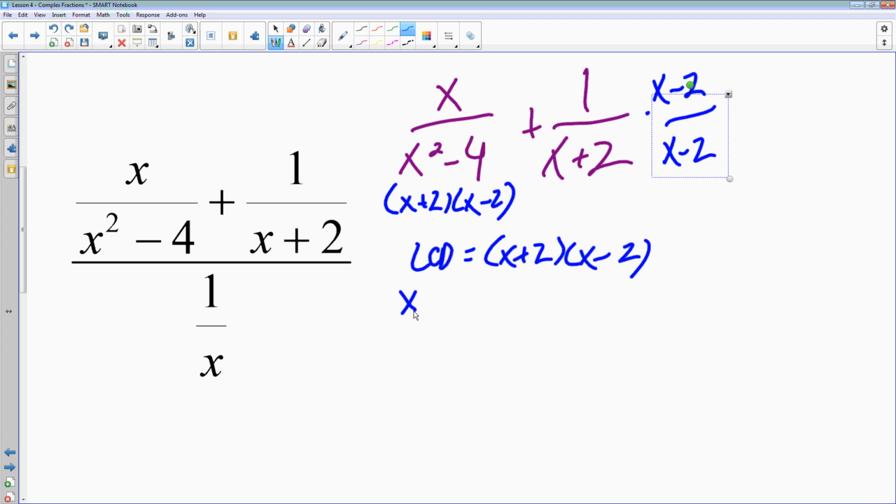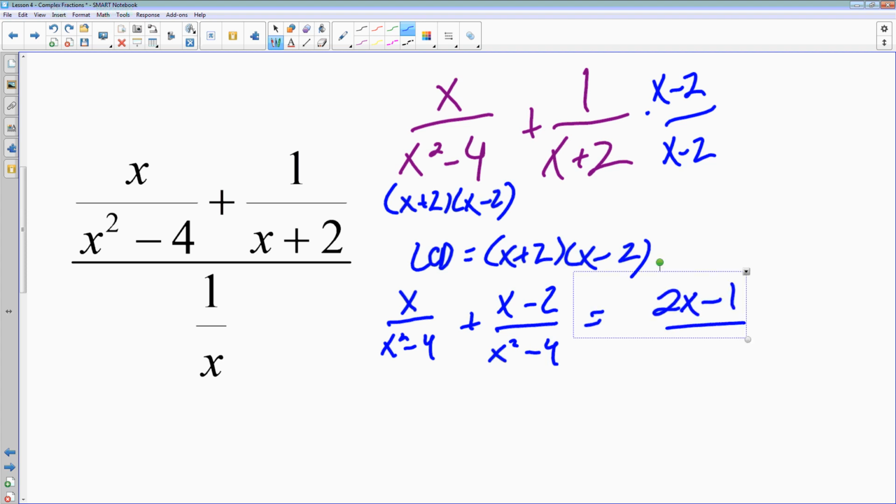So first fraction stays the same. Second fraction becomes x minus 2 over x squared minus 4. And then we add to get 2x minus 2 over x squared minus 4.